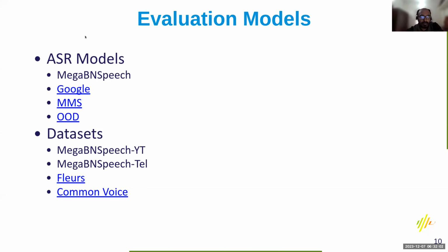At evaluation time, we use 4 ASR models. One is prepared by ourselves on the collected data, and the other 3 are Google ASR, MMS from Facebook, and OOD from Bengali.ai. And we use 4 datasets: 2 are prepared by ourselves, the MegaBn YouTube test set and the telephony test set, and the other 2 are Fleurs and Common Voice. Those 2 datasets are very popular for evaluating and training ASR models.